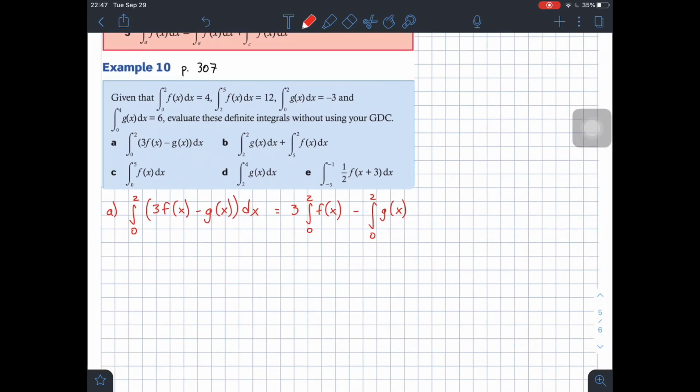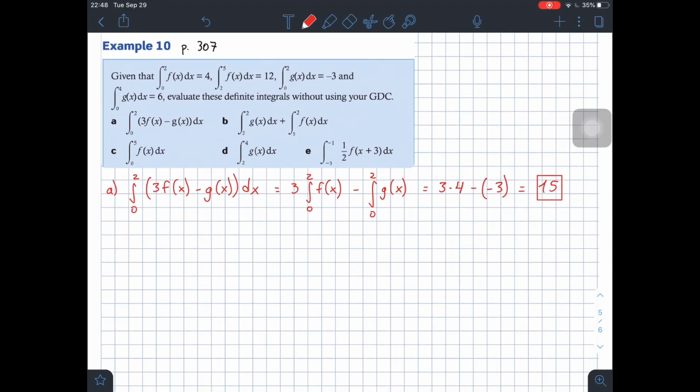And then if we replace the values, we know that, according to our example, the integral from 0 to 2 of f of x is 4. So this is 3 times 4, the 3 from the constant value we had outside, minus the value of the integral from 0 to 2 of g of x, which according to the exercise is -3. So minus -3. So if we solve this, we're going to get 12 plus 3, and 12 plus 3 is 15. So this would be the result for the first exercise. Okay, we're just applying the properties of integrals.